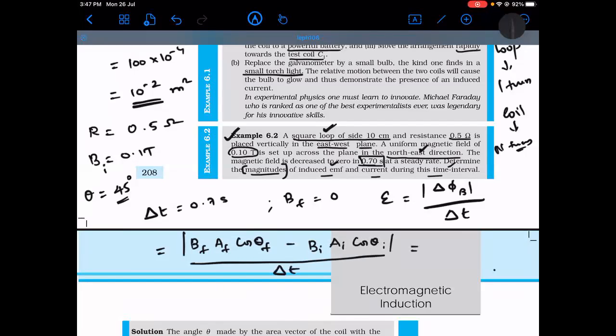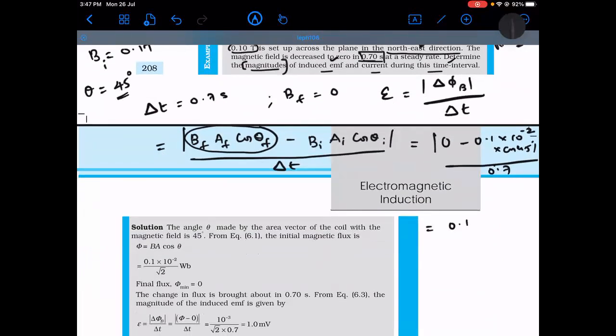So B final is how much? 0. Okay, 0 into whole thing is going to be 0 only. I need not worry about other values. Minus B initial is 0.1 into area, 10 power minus 2, into cos theta initial, cos of 45 degrees, the whole divided by delta T, which is 0.7. Put it within a modulus.